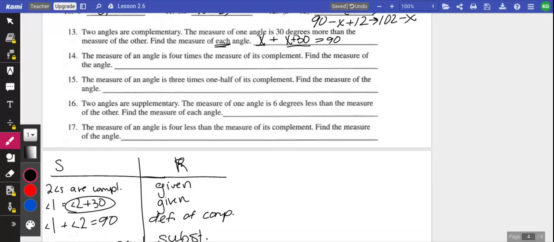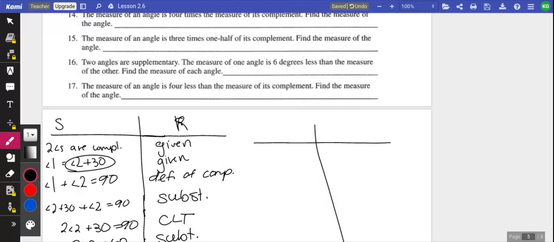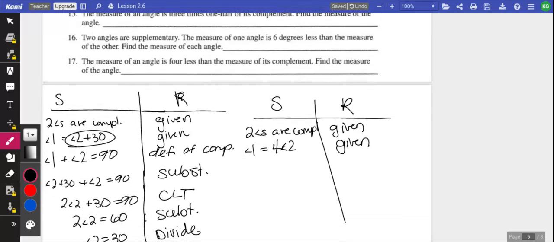The measure of an angle is 4 times the measure of its complement. Find the measure of the angle. So I have 2 angles that are complementary. And one angle is 4 times the other angle. So angle 1 is 4 times the measure of angle 2. Given. Now again, based on the definition of complementary, I know that angle 1 plus angle 2 must equal 90 because of the definition of complementary.